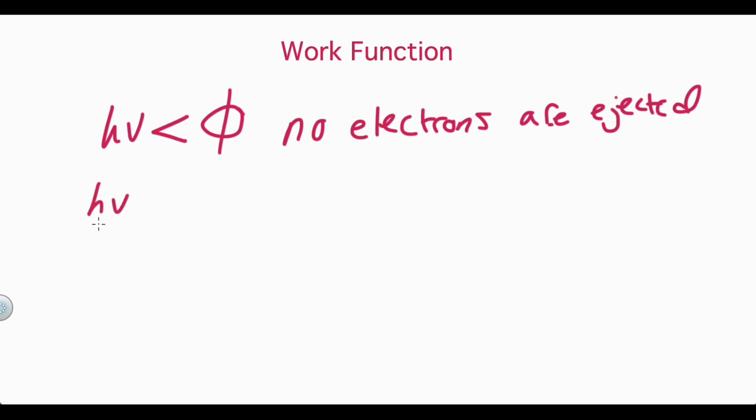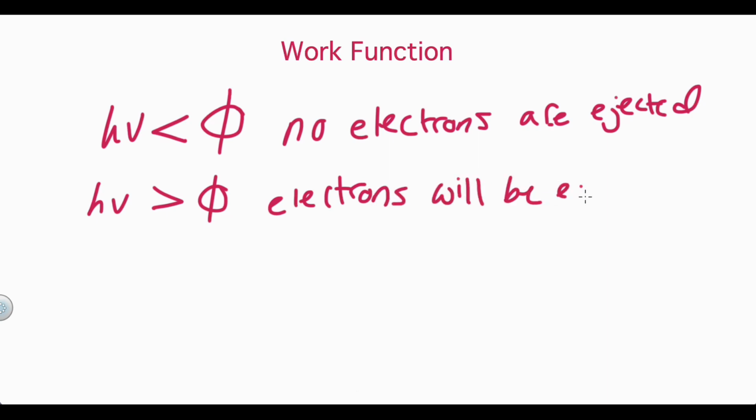Okay? Now when the energy of the photon is greater than the work function, electrons will be ejected. Okay, so again, if we have enough energy to get over that hump, kinetic energy will be given to the electrons. They'll get shot out at some sort of speed.